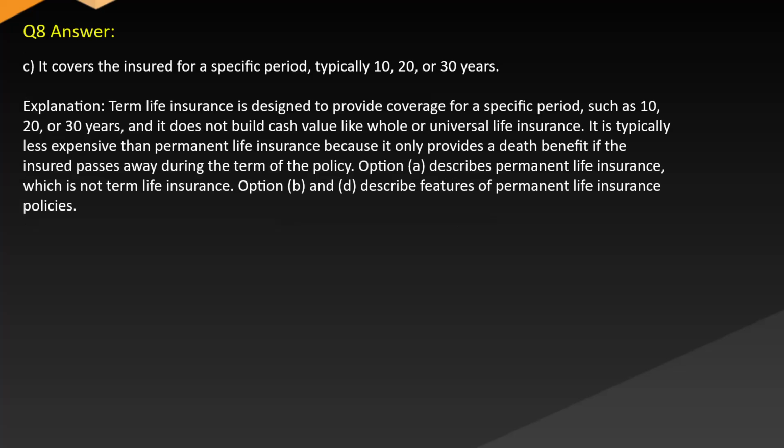Answer: C. It covers the insured for a specific period, typically 10, 20, or 30 years. Explanation: term life insurance is designed to provide coverage for a specific period such as 10, 20, or 30 years, and it does not build cash value like whole or universal life insurance. It is typically less expensive than permanent life insurance because it only provides a death benefit if the insured passes away during the term of the policy. Option A describes permanent life insurance, which is not term life insurance. Options B and D describe features of permanent life insurance policies.